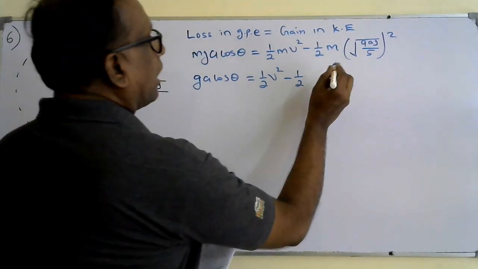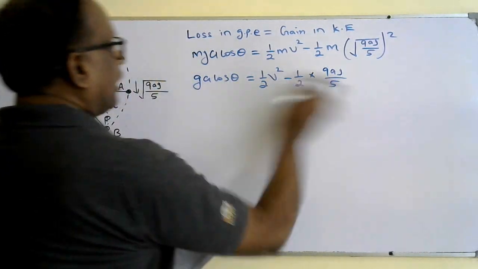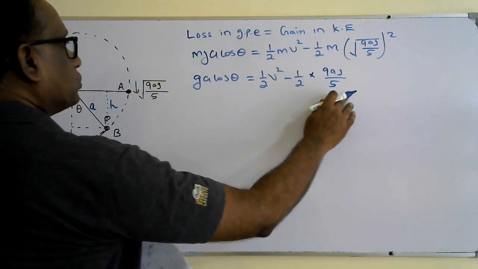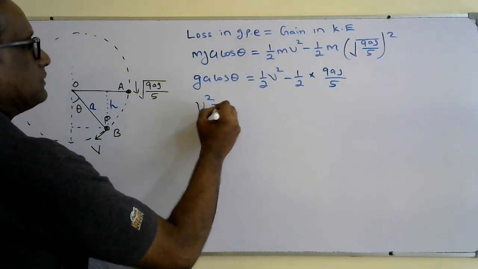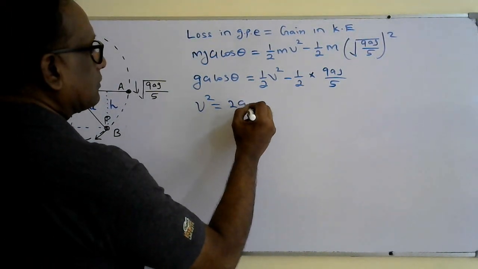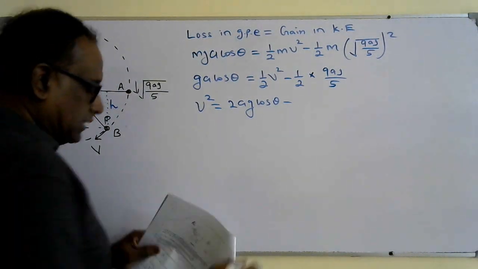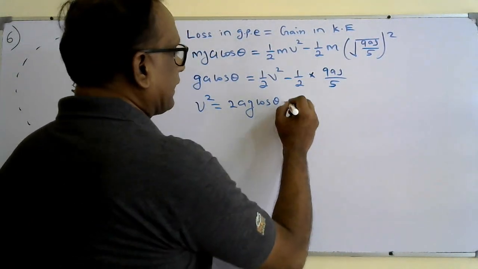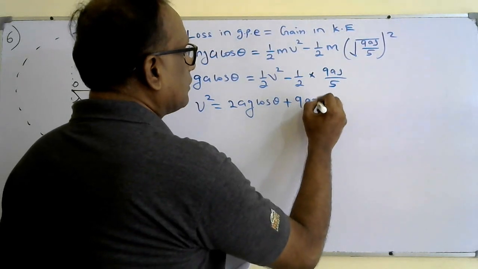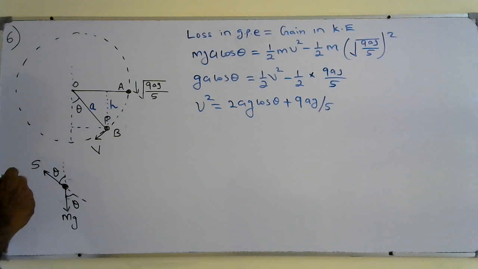half into 9ag over 5. Now how to solve: multiply the whole equation by 2 and make v squared the subject. You will get v squared is equal to 2ag cos theta plus 9ag by 5. Okay, so substitute that later in the equation for the tension.